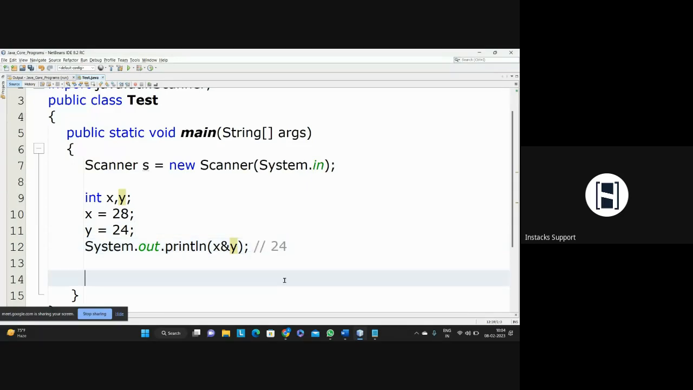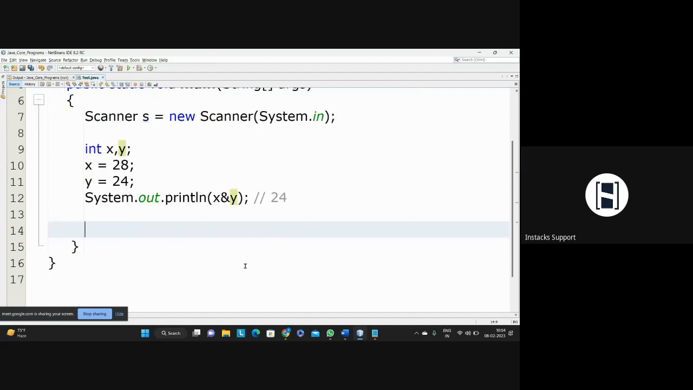How did we get this 24? What is the logic behind this? That is what we have to understand. Right, so let us try to understand that.